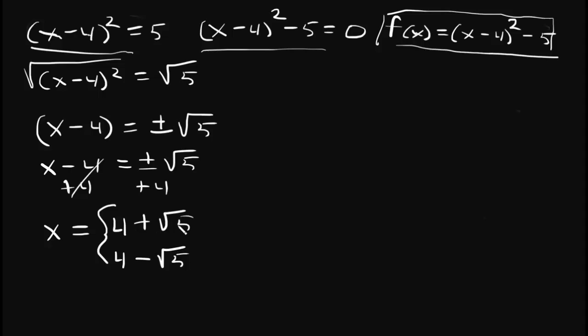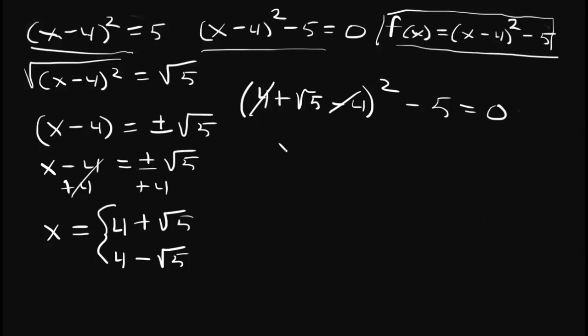If we substitute 4 plus the square root of 5 for the x, then we've got (4 + sqrt(5) - 4)^2 - 5 = 0. The 4 and the minus 4 cancel each other out. Now we've got (sqrt(5))^2 - 5 = 0, and of course the square root of 5 squared is just 5, and 5 minus 5 equals 0. So this is absolutely true.